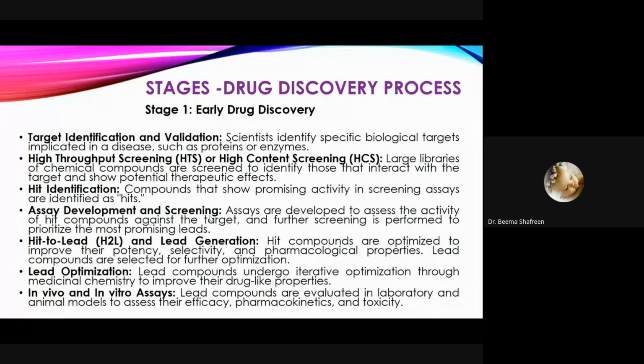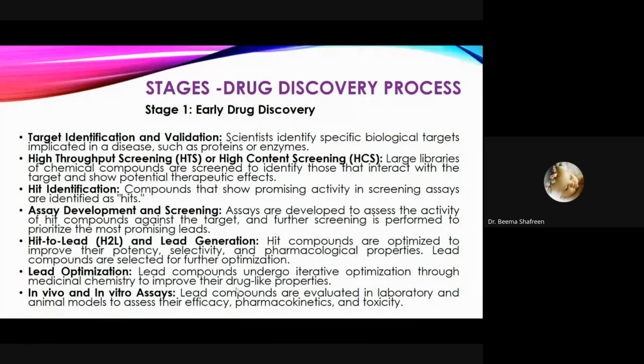So this is the hit to lead phase, and then these leads will be tested for their pharmacological activities, like their potency and their selectivity. What are all the properties that could lead them to a suitable drug moiety? These properties will be improved at this stage, and then they enter a stage called lead optimization, where we undergo iterative optimization through medicinal chemistry in order to improve the drug-like properties.